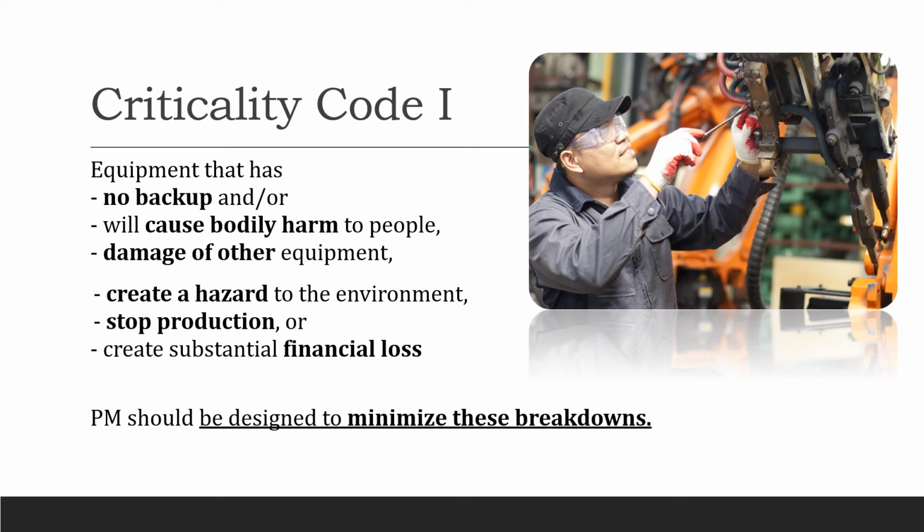Because you don't have backup, if the system or equipment fails, it's going to cause bodily harm to the people around it. It's going to damage other equipment connected to it. All the components in the system are connected in some ways. It's going to create a hazard to the environment. It's going to stop the production of your entire system. And it's going to create a substantial financial loss because of all of that. So that type of equipment, meaning an equipment component on the system, belongs to Criticality Code 1, dangerous.